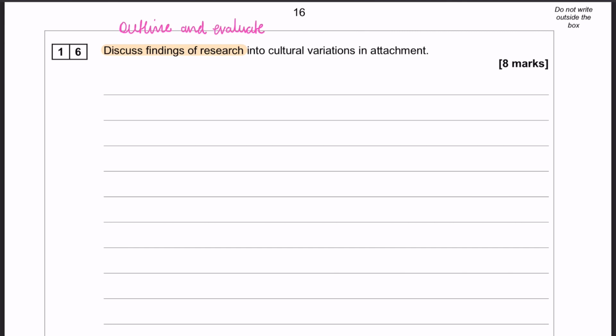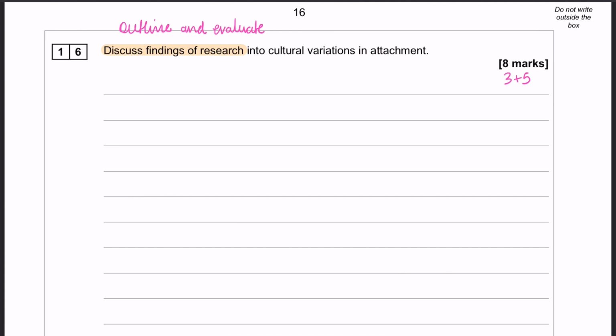So, number one, discuss is outline and evaluate. It just means that your evaluation points have to be a little bit more diverse and get strengths and limitations, so you're arguing both sides of that point. It is only an 8 marker. So 8 marks means that you have 3 marks for outline and 5 marks for evaluation.